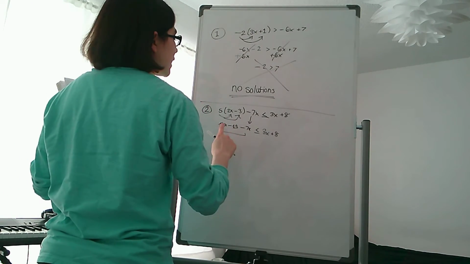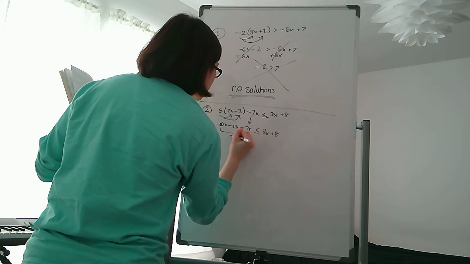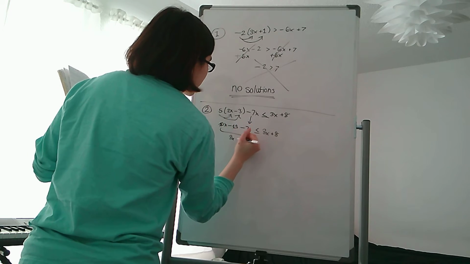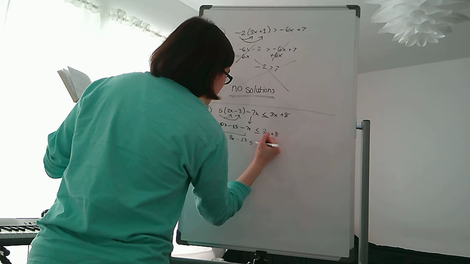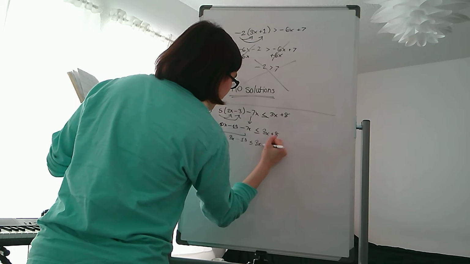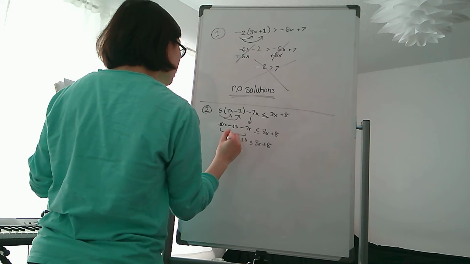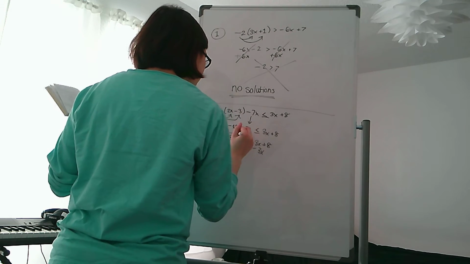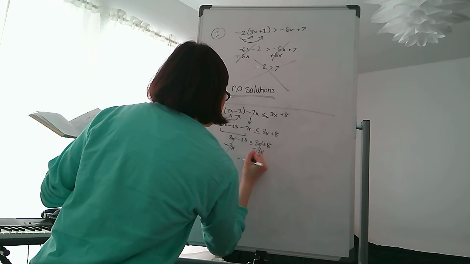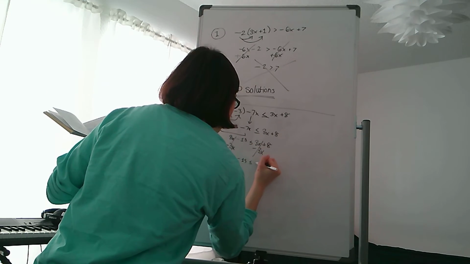So anyway, 10x minus 7x, that is 3x. Now we have the minus 15 still, and then we have the inequality symbol, 3x plus 8. Now we're going to subtract 3x from both sides, cancels out. Negative 15 is greater than or equal to 8.